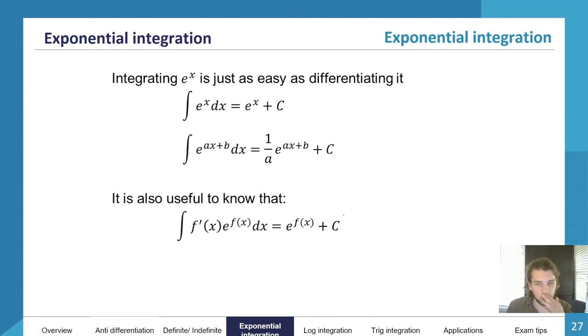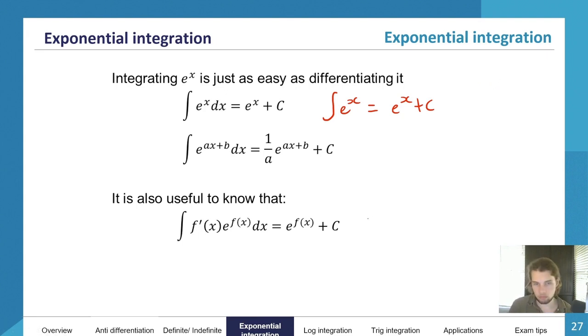Now, how do you integrate? Well, integration is pretty similar. If you integrate e to the power of x, then you will just get e to the power of x plus c. That's because if you differentiate e to the power of x, it'll be the derivative of x, which is just 1, multiplied by e to the power of x. So it'll be e to the power of x.